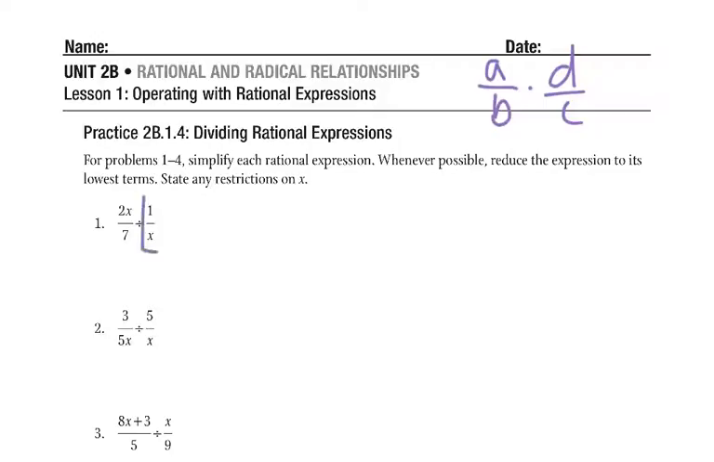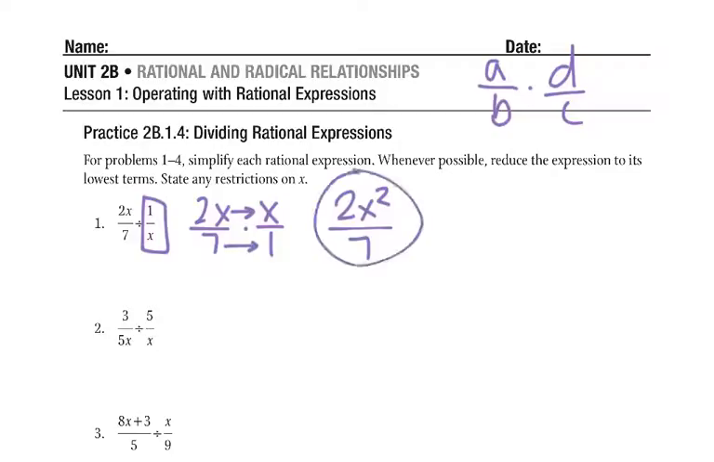So basically we always take this last one, and you may say, well, I can cancel right now. You can't. First you have to switch it. So I get 2x over 7 times x over 1. Then you can try to eliminate. Can't here, so we get 2x squared over 7. No x on the bottom, no restrictions.